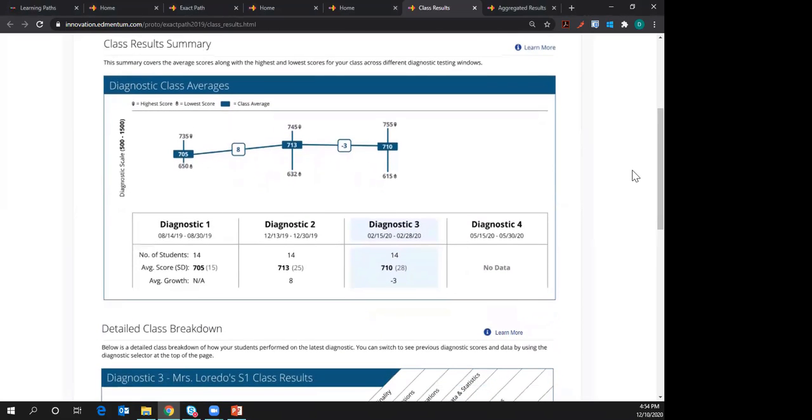Let's take a look at what's offered here for my class view. Three assessments have been taken. Here's the first one, average scale score of 705, average scale score of 713 for the second one, and then the third diagnostic average of 710. This high-level data for the classroom lets me reflect on what I've done over the past few months, right? From test 1 to test 2, we've seen some average growth, and that's a positive thing. But from test 2 to test 3, we're seeing a decline.